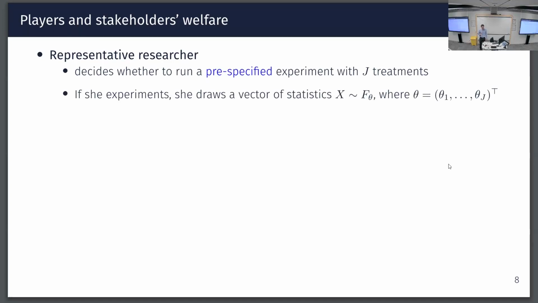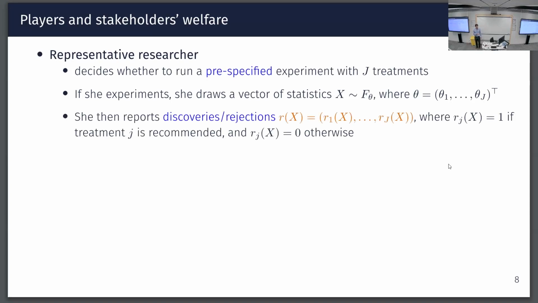Now, if the researcher runs the experiment, she's going to draw this vector from this distribution f of theta. But again, to keep things simple, let's think about theta to be a vector parameter of dimension J, where each entry denotes the effect of a given intervention. Now, the researcher will then report a vector of discoveries, again of dimension J, r of x, and each entry is binary, and it's going to tell us whether we want to implement the policy or not.